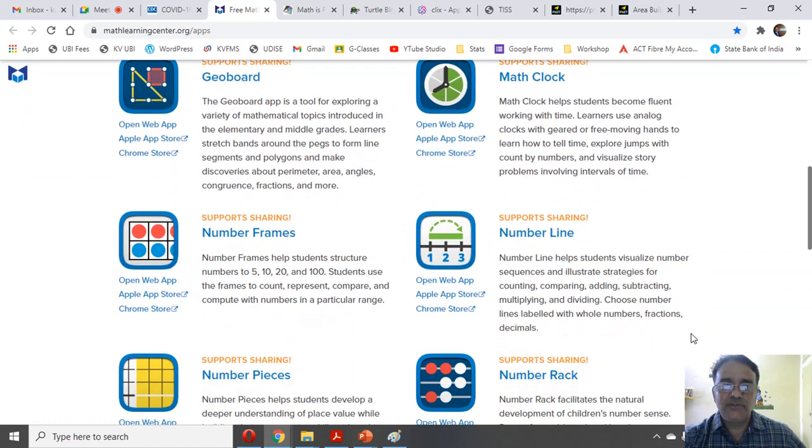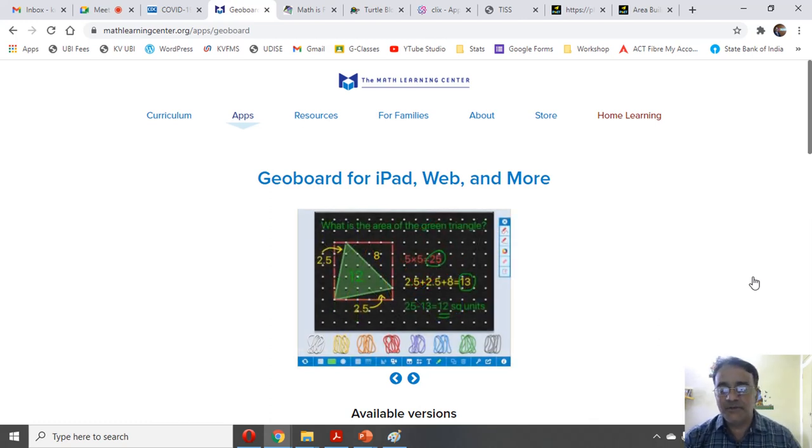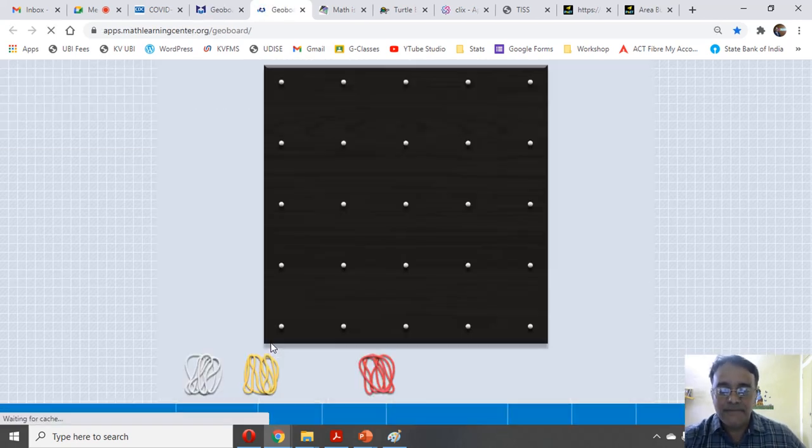So, I'm going to demonstrate. The first one is GeoBoard. You can also use GeoGebra, RoboCompass also, but you have to connect it with a real life situation. Then only it will become mathematical modeling. Okay, fine. So we have to click on Open Web Source.